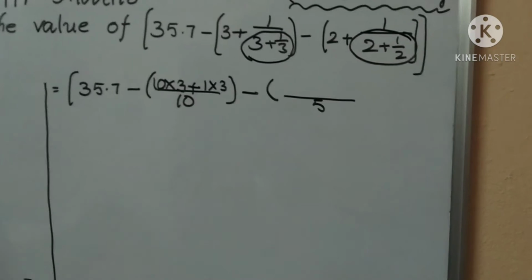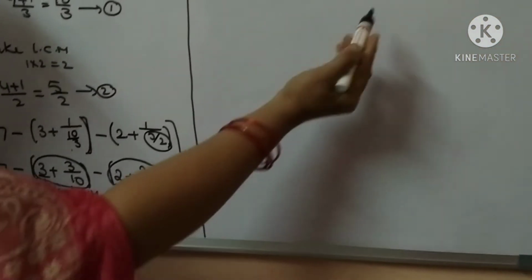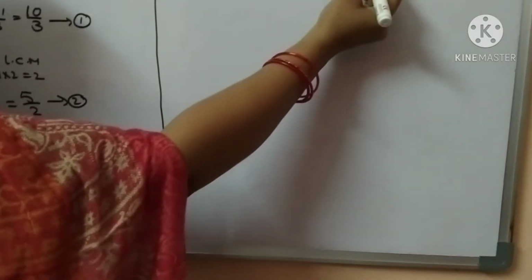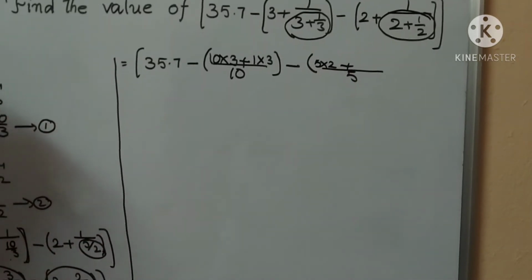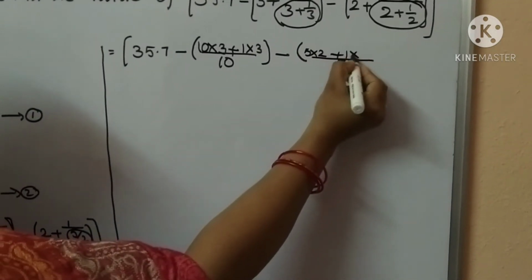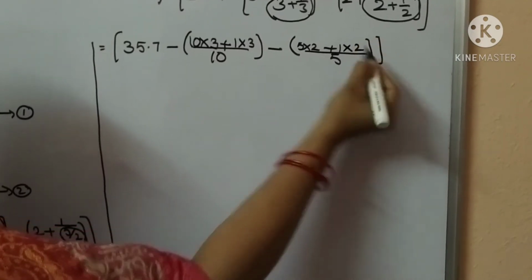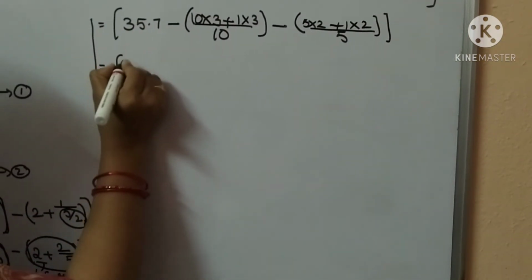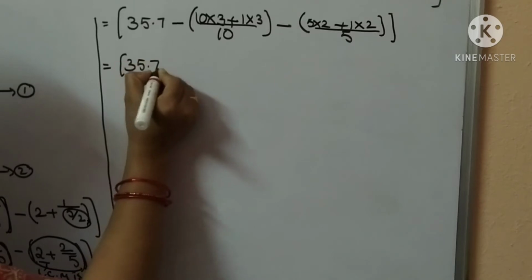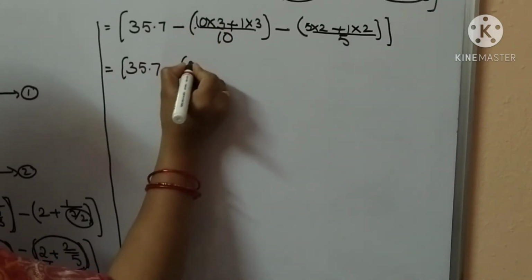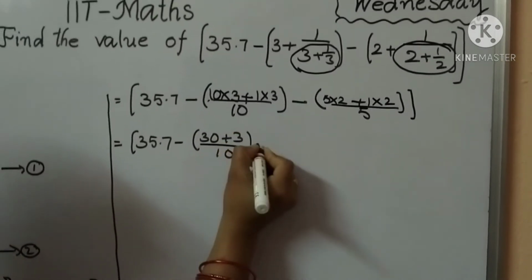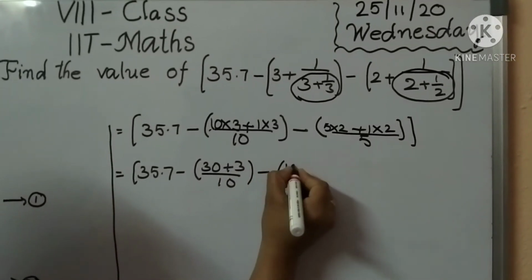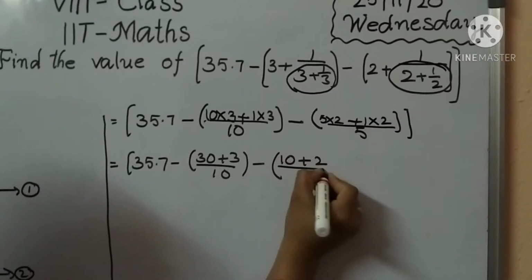LCM is 5. So 5 is how many times possible? 1 time. So here 5 ones are 5 into 2 plus 5 in 5 1 time possible, 1 into 2. So right here 35.7 minus 10 threes are 30 plus 3 by 10 minus 5 twos are 10 plus 1 twos are 2 by 5.